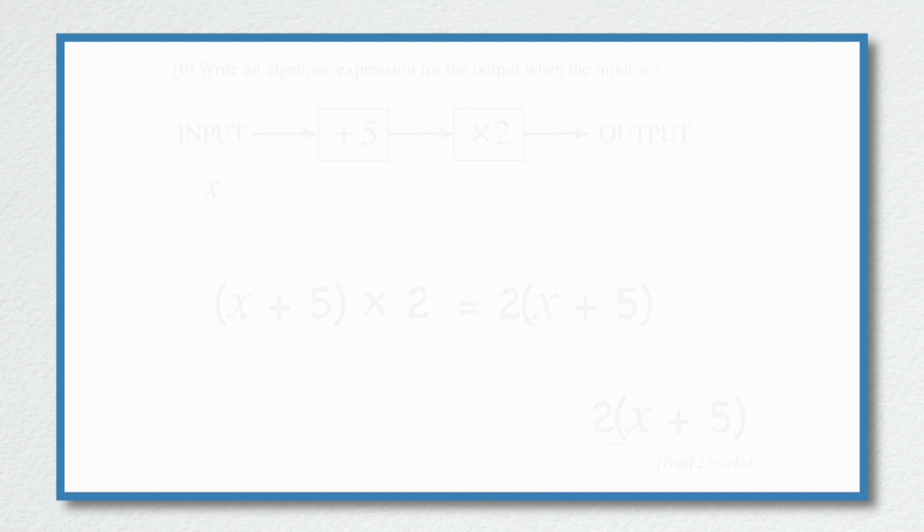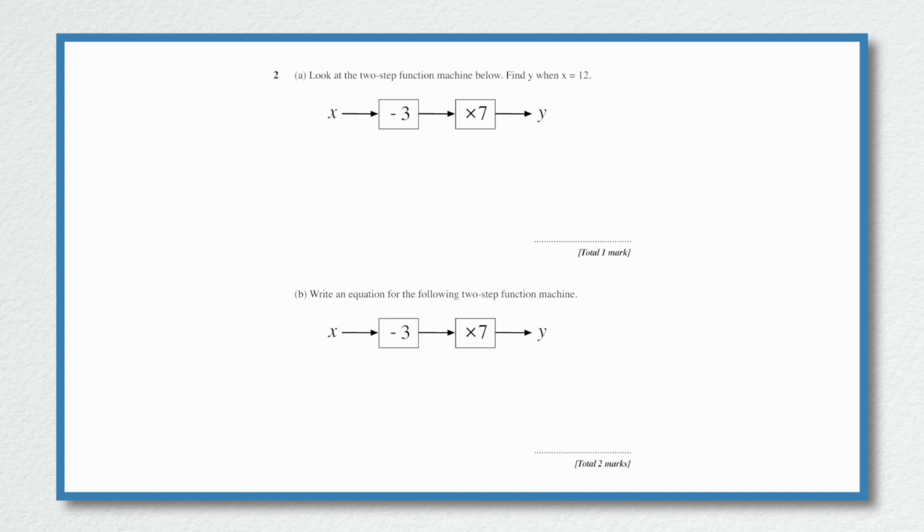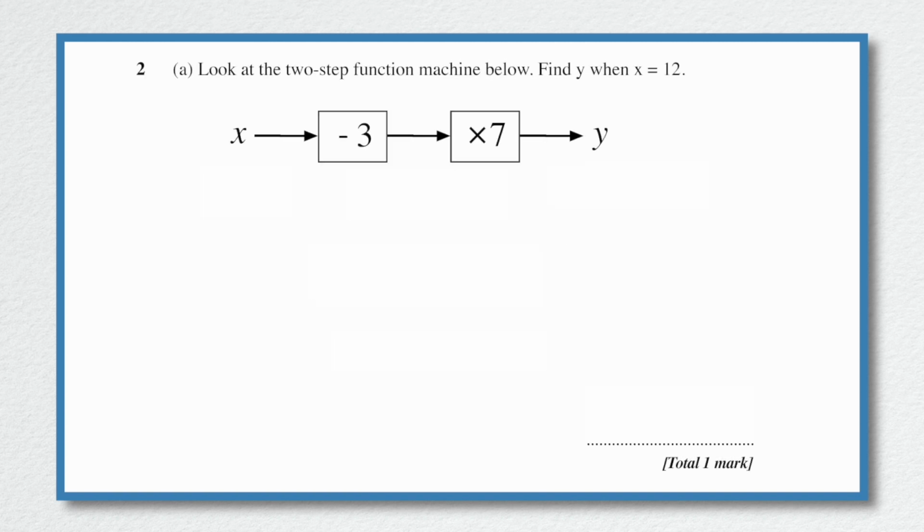Have a look at this question. Again, it's in 2 parts. It's another number machine. In this example, the input is x and the output is y. There is 1 mark, so you should be expected to do this easily.